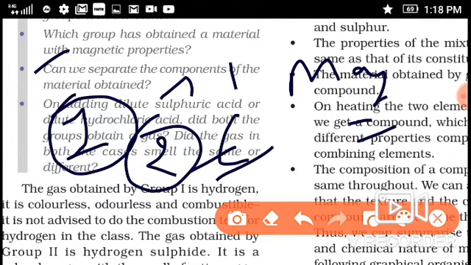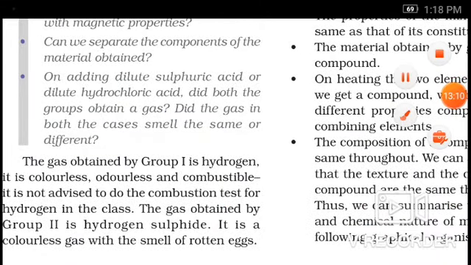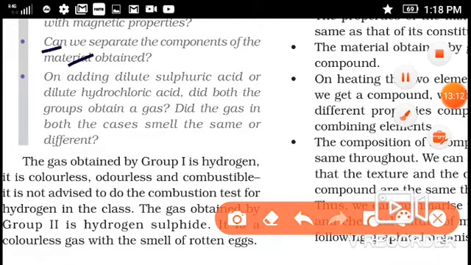Okay, when we add carbon disulfide, then we can separate, because sulfur is dissolved in the solution, we get a yellowish solution, and iron being insoluble settles in the bottom, then we can filter it. But in group second we cannot separate the compound, we cannot separate the elements from the compound physically.